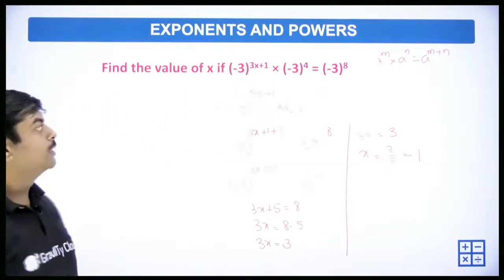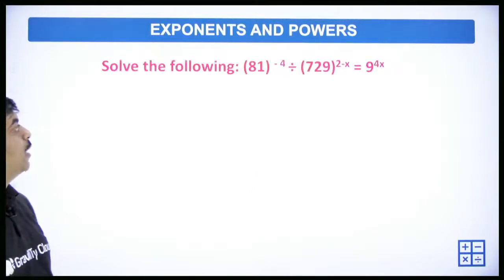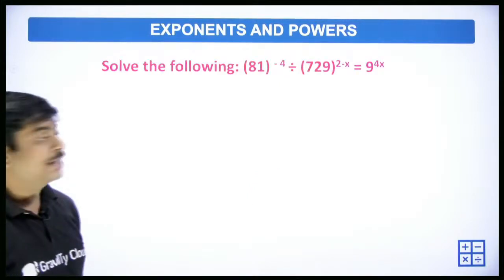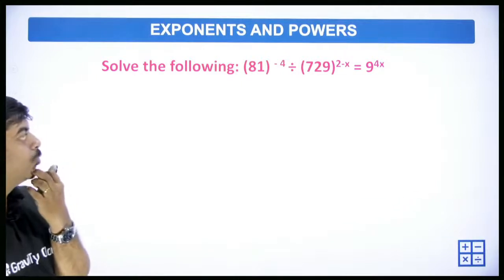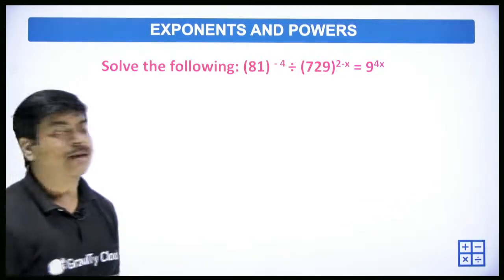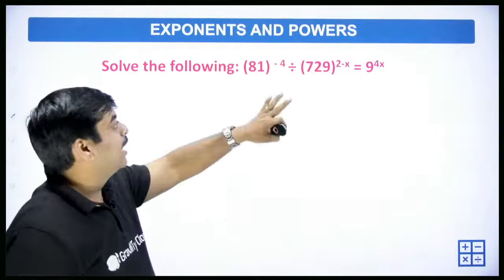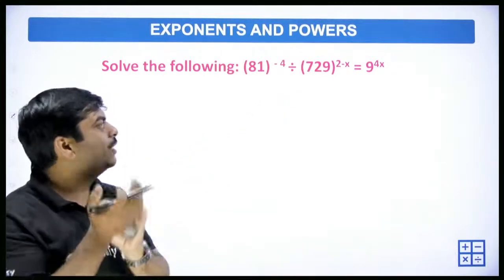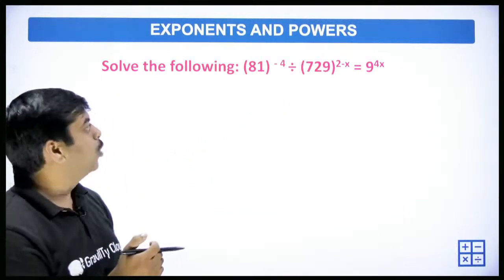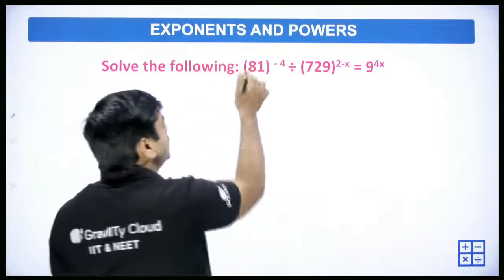Okay. So I hope all these questions are clear to you. So let's try to discuss one more. 81 power minus 4 divided by 729 power 2 minus x is equal to 9 power 4x. 81, 729, 9. So there is some relation with 9, maybe 9 or 3. 81, I know it is 9 square.